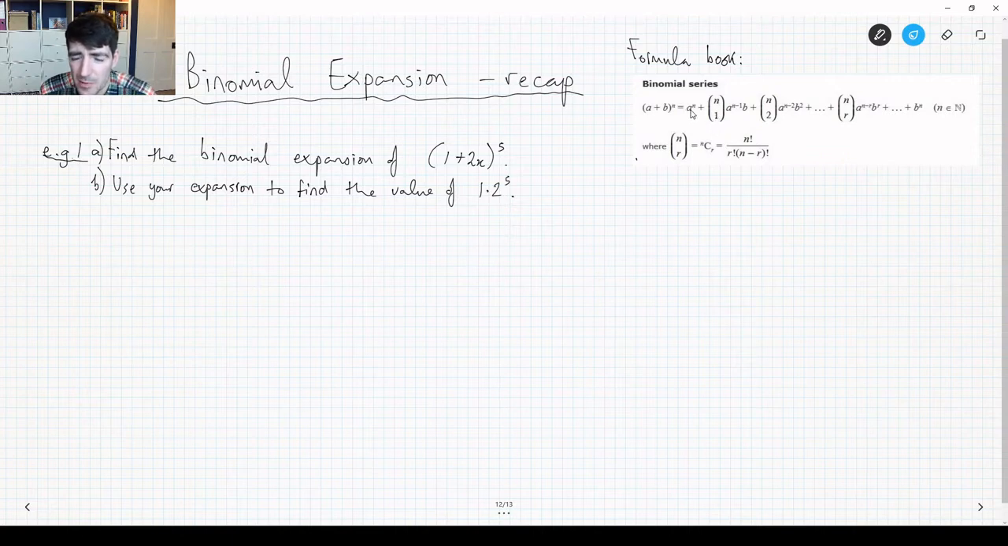So what's going to happen is, it's quite nice because it forms a sort of symmetrical pattern where you have a to the n, then a to the n minus 1, then a to the n minus 2. So the powers of a are decreasing. Likewise, at the same time, the powers of b are increasing. This first term has sort of like a b to the 0, b to the 1, b to the 2, and so on.